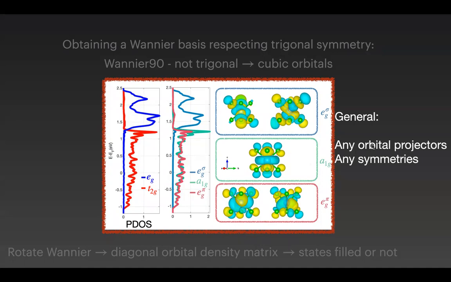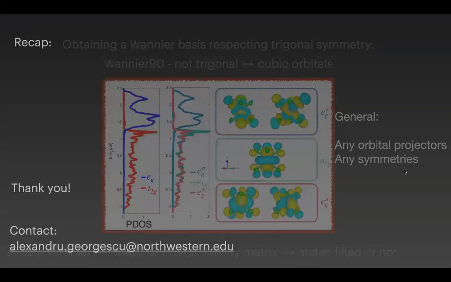So one of the nice things is that this method works on any orbital projectors, whether Wanniers or just regular DFT plus U projectors, and on any symmetries. So this can be applied to things that are not halides or cubic, but to other materials as well.